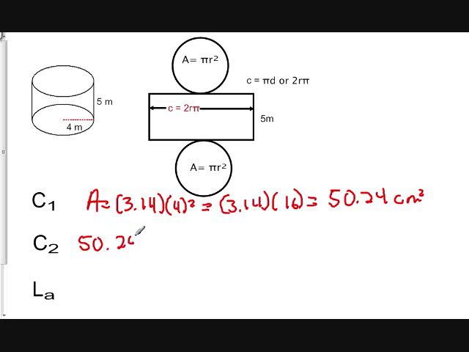We can just simply write in 50.24. And then our lateral area is going to be the circumference of this circle times the height. So we need to find the circumference of the circle, and if you remember, circumference is equal to 2 times the radius times pi. Okay, so in this case we have 2, the radius is 4, times 3.14.